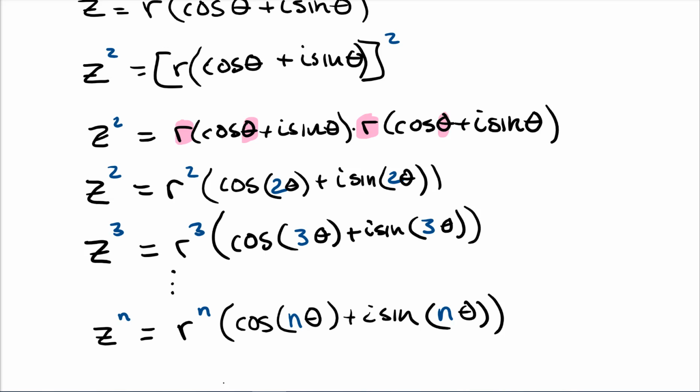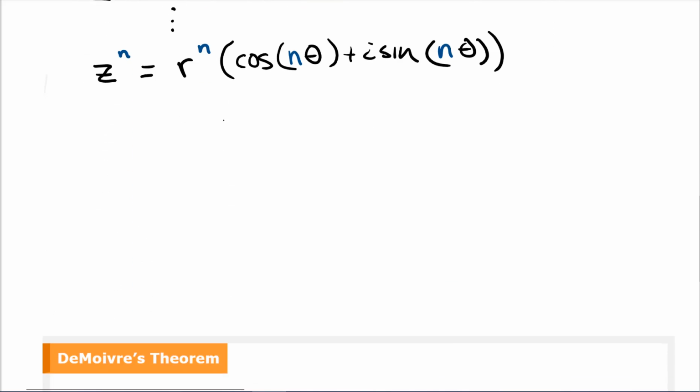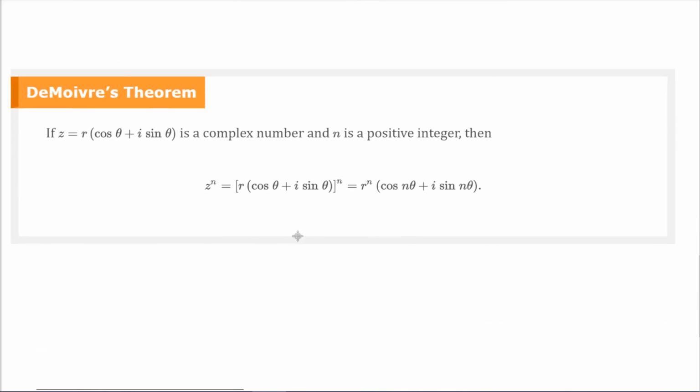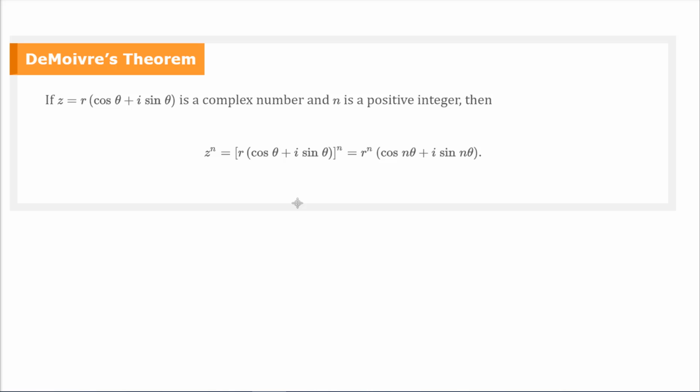There's De Moivre's theorem. So here's what we have from our textbook. There's all written out. De Moivre's theorem: if z is equal to r times the quantity of cosine theta plus i sine of theta is a complex number and n is a positive integer, then we have our formula. z to the n is equal to r to the n times the quantity of cosine of n theta plus i sine of n theta.